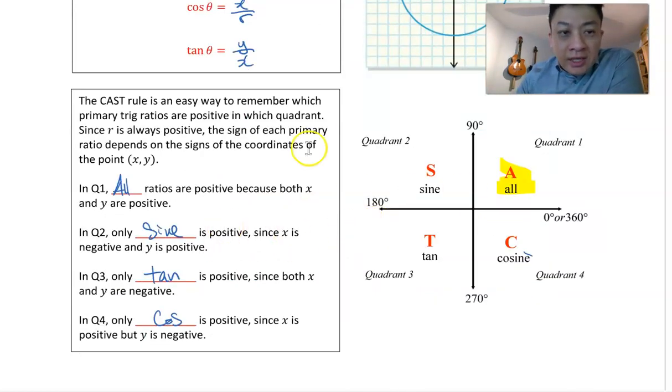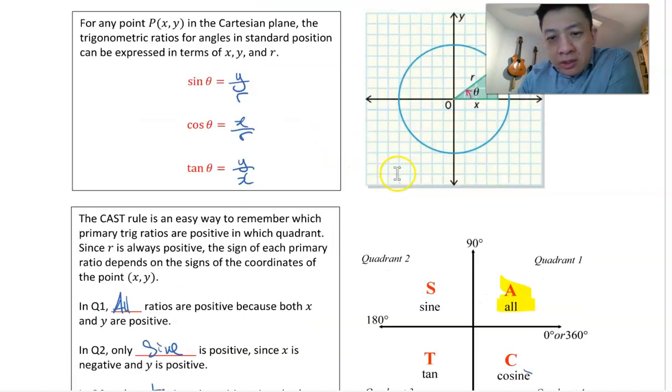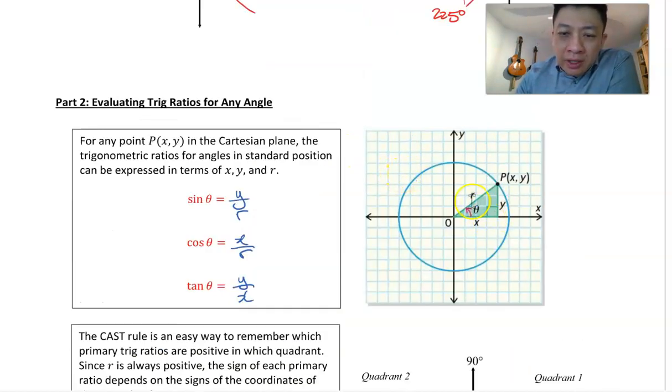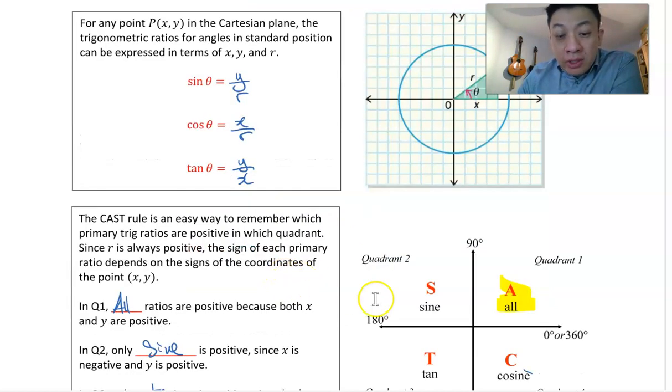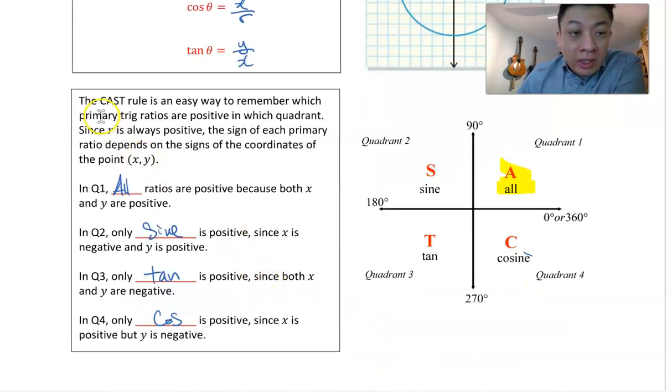So then we get into the CAST rule. If I have the terminal arm here and I create the related angle, that beta symbol, I end up with a new triangle in these various quadrants. With this new triangle, I can work out the sine, cos, and tan ratios, and I can see that they have very interesting characteristics. That's what we call the CAST rule. It's just a summary.